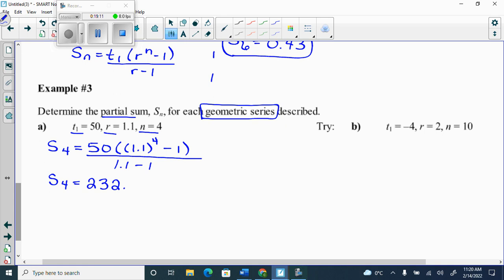I got 232.05. Yep. You got that too. Thanks, LeBron James and that. We are going to try B. You're going to try B.